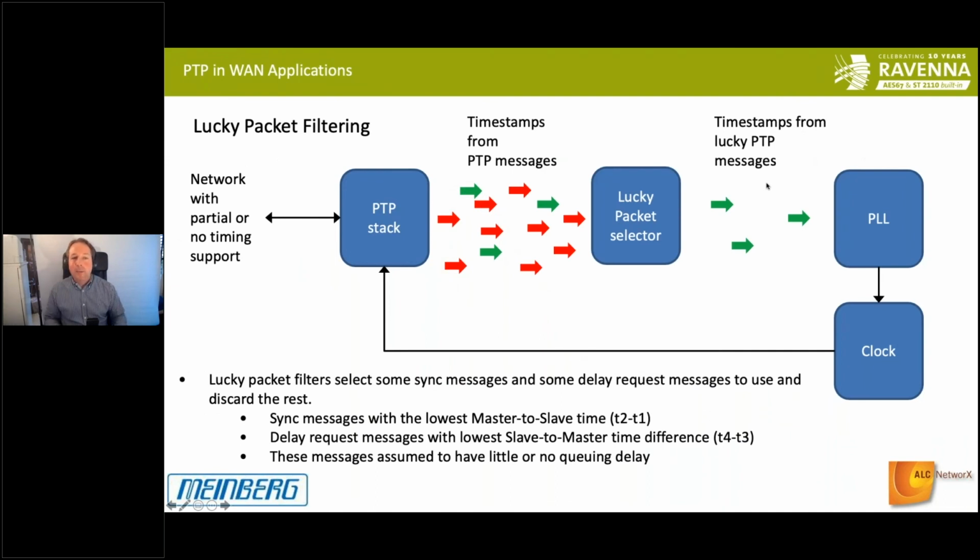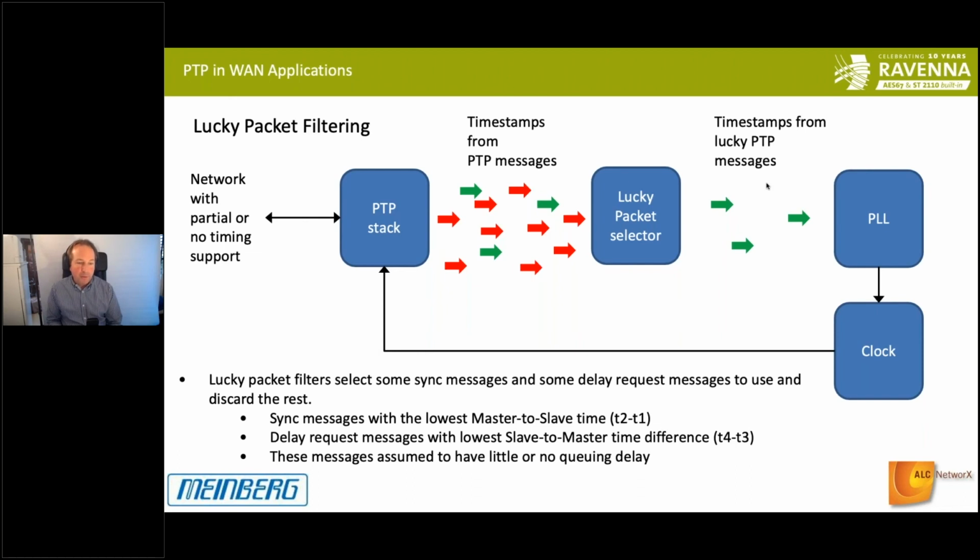So how does this lucky packet filtering work? So on one side, you have a network with partial or no timing support where the PTP traffic comes from, and this will then arrive at the local PTP stack instances. And the PTP stack will then analyze all the timestamps from all the PTP messages and get this through a so-called lucky packet selector. And only the lucky packets will then be used to calculate the offset and the delay to the master, which then via a PLL will synchronize the local clock.